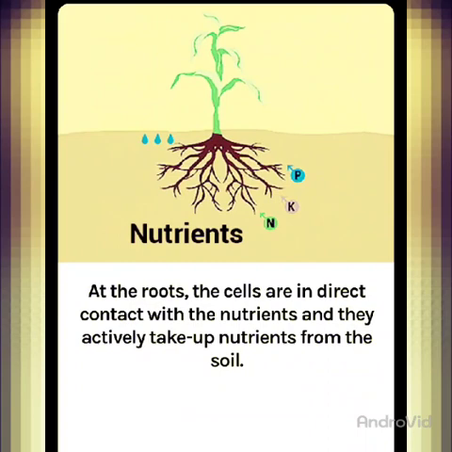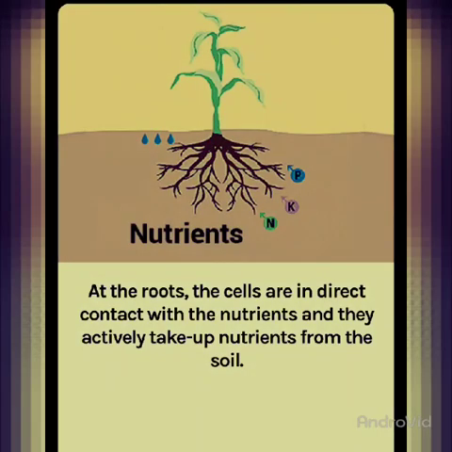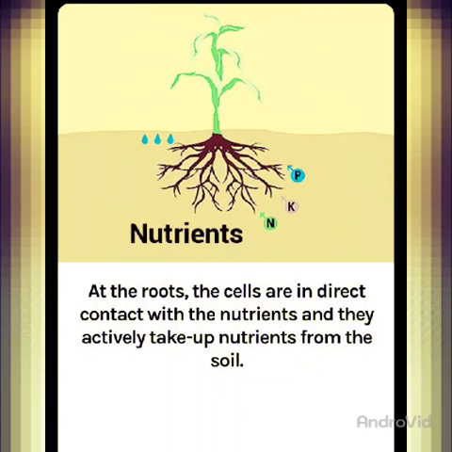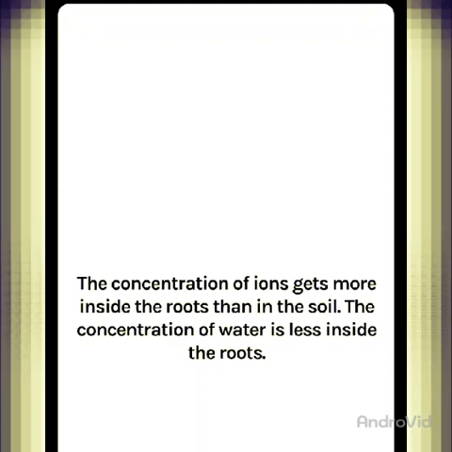In this picture, at the roots, the cells are in direct contact with the nutrients and they actively take up nutrients from the soil. So what do you think, children? How is it possible? Yes, there is a very interesting point. The concentration of ions gets more inside the roots than in the soil.